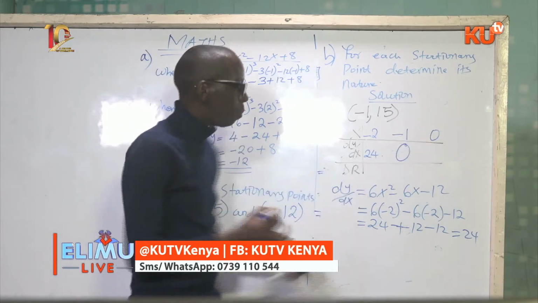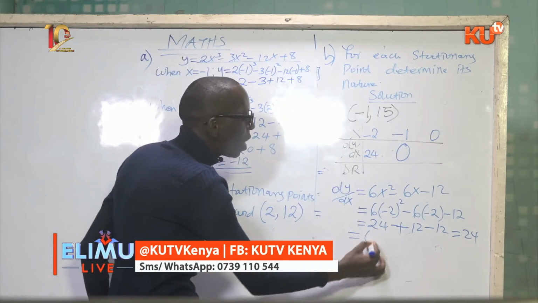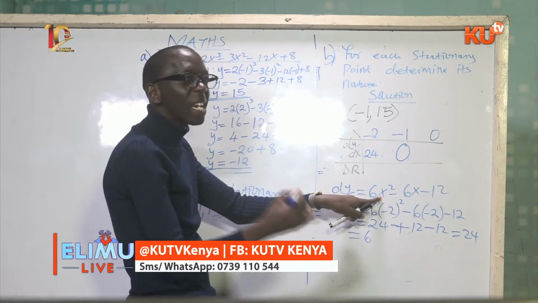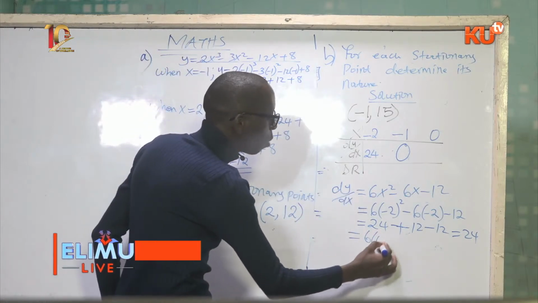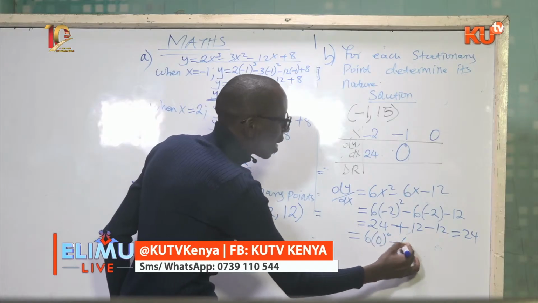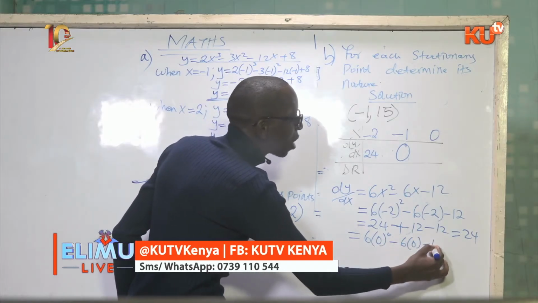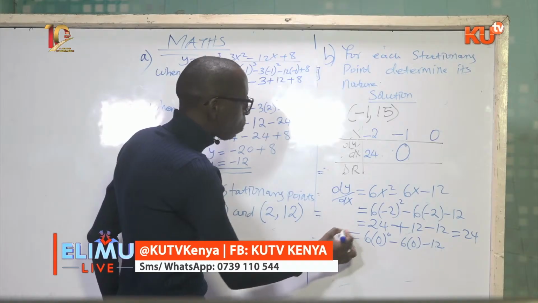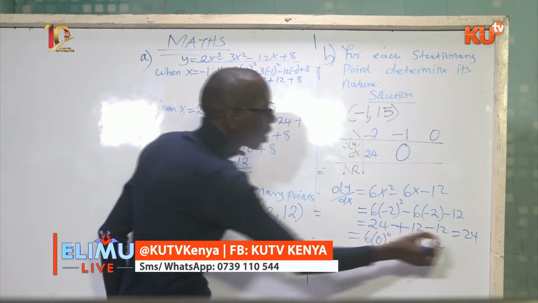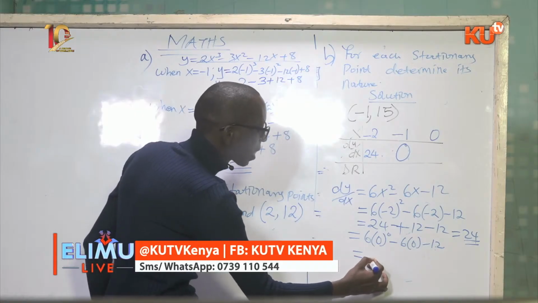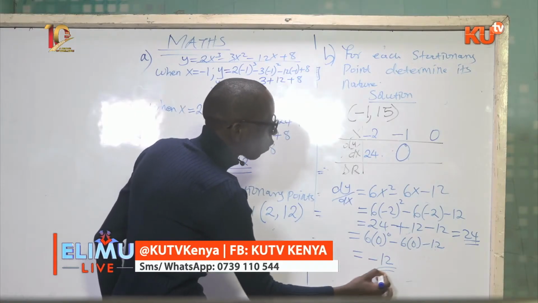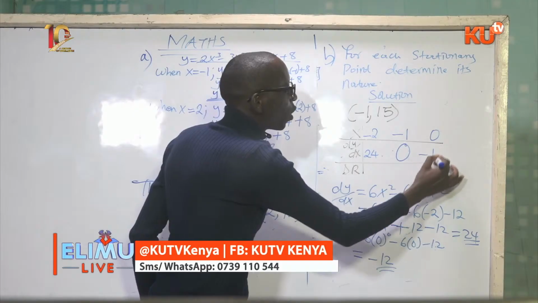Again, we do the same. We replace with 0. Where there is x in our derived function, we replace with 0. So it will be 6 times 0 squared minus 6 times 0 minus 12. So we are replacing now with 0 to get the value when x is 0, and our value when x is 0 is negative 12. So this is negative 12.